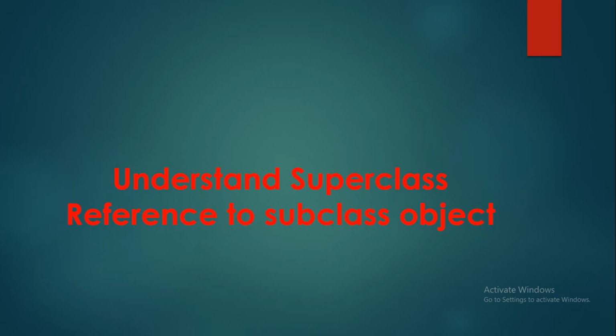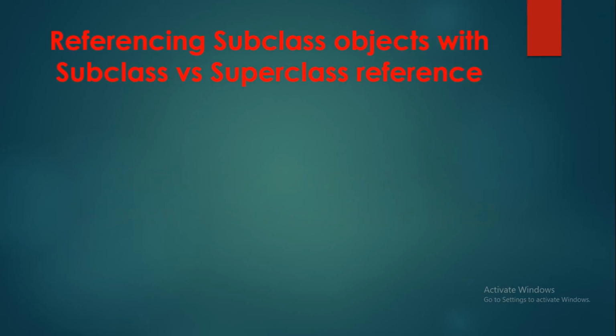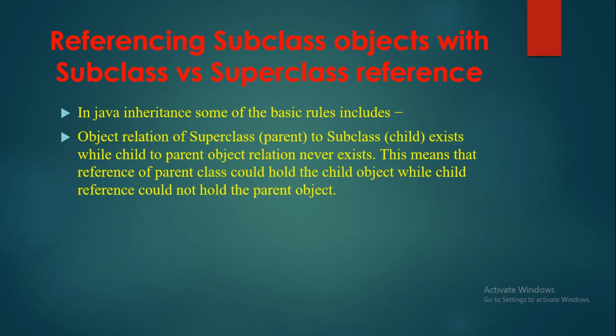Understand superclass reference to subclass object. So, referencing a subclass object with a subclass versus a superclass reference. In Java inheritance, some of the basic rules include that the object relation of superclass to subclass, that is parent to child, exists, while child to parent object relation never exists, because parent to child inheritance is an is-a relationship. So only "parent is a child" or child to parent cannot exist.